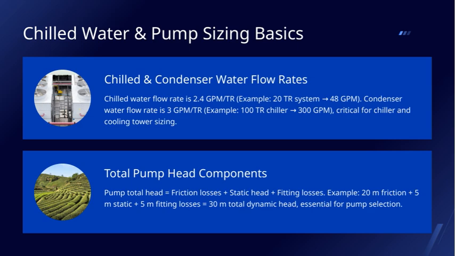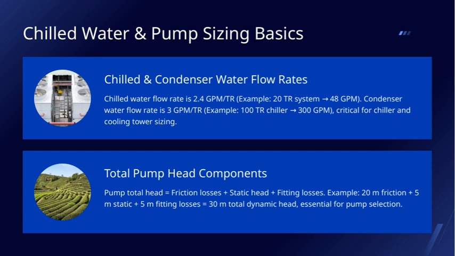Now let's look at flow rates, which are equally important. For chilled water, the flow rate is typically around 2.4 gallons per minute per ton of cooling, or GPM-TR. So, for a 20-ton system, that's about 48 GPM. Similarly, for condenser water, the flow rate is roughly 3 GPM-TR. For example, a 100-ton chiller would need about 300 GPM.